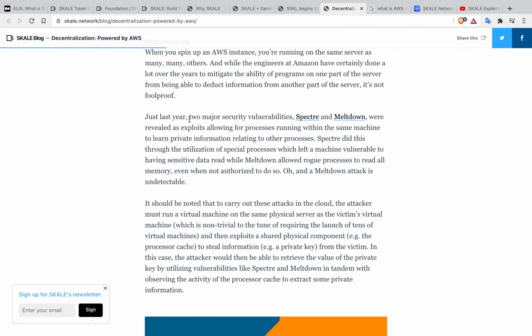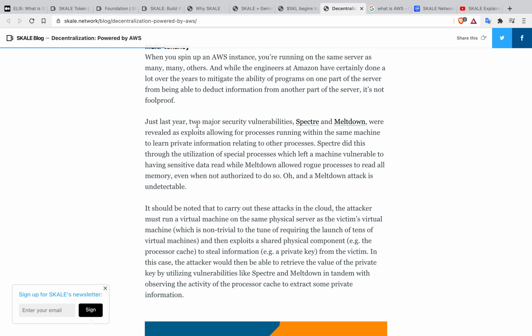It certainly isn't. So just last year, and last year from this article was 2018, which isn't too long ago if you think about it, two major security vulnerabilities, Spectre and Meltdown, were revealed as exploits, allowing processes running within the same machine to learn private information relating to other processes. Spectre did this through the utilization of special processors, which left the machine vulnerable to having sensitive data read. While Meltdown allows rogue processes to read all memories, even when not authorized to do so. And the Meltdown attack is undetectable. That's important to know. This Meltdown attack, undetectable.